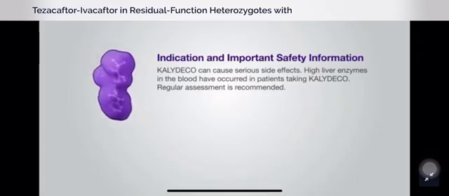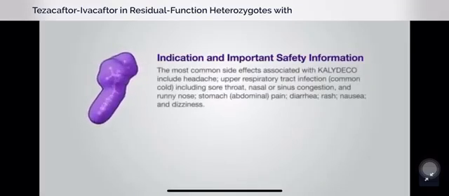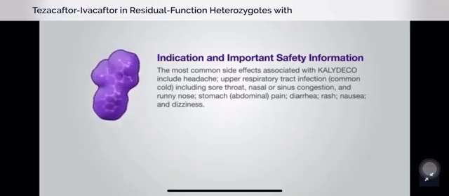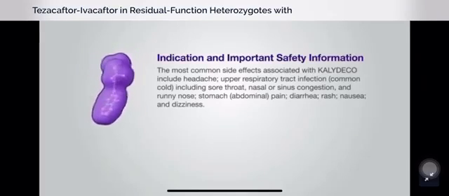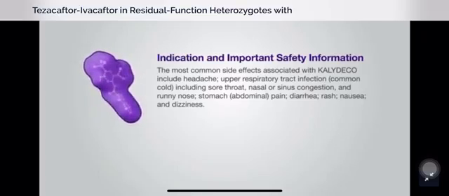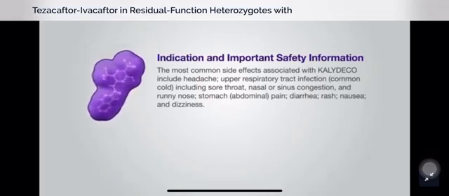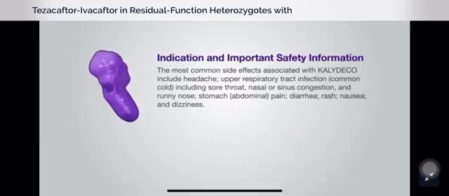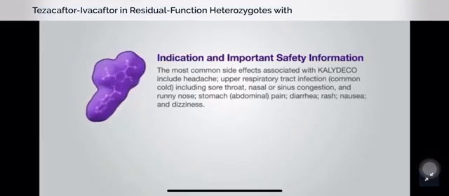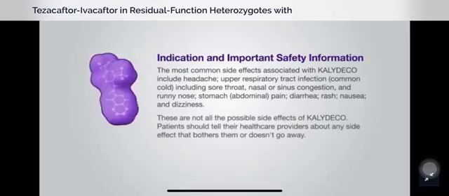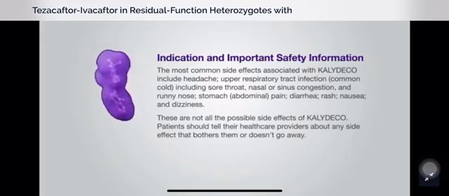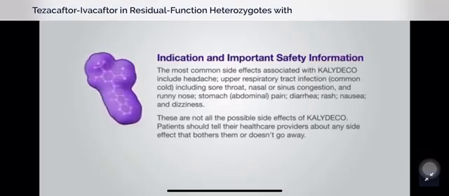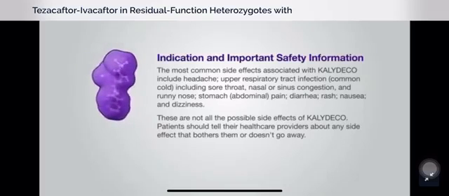Regular assessment is recommended. The most common side effects associated with Kalydeco include headache, upper respiratory tract infection or common cold, including sore throat, nasal or sinus congestion, and runny nose, stomach or abdominal pain, diarrhea, rash, nausea, and dizziness. These are not all the possible side effects of Kalydeco. Patients should tell their healthcare providers about any side effect that bothers them or doesn't go away.